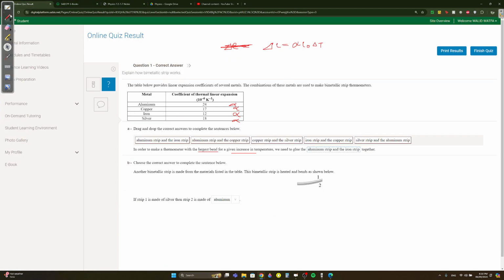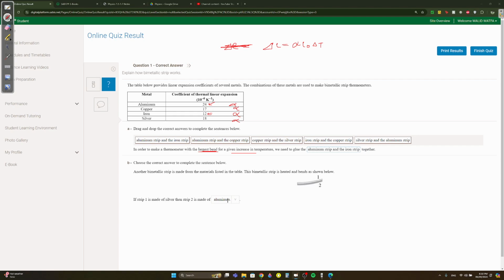They want the thermometer with the largest bend. The largest bend means that it bends the most. That means the difference between the two metals is the greatest. If there's no big difference between the alpha of one and the alpha of two, then what's gonna happen? There won't be a large bend, right? It's just gonna be a small tiny part. Since we want the largest bend, we're gonna put the greatest difference between them. So we're gonna have the largest alpha and then the smallest alpha. So aluminum and iron.